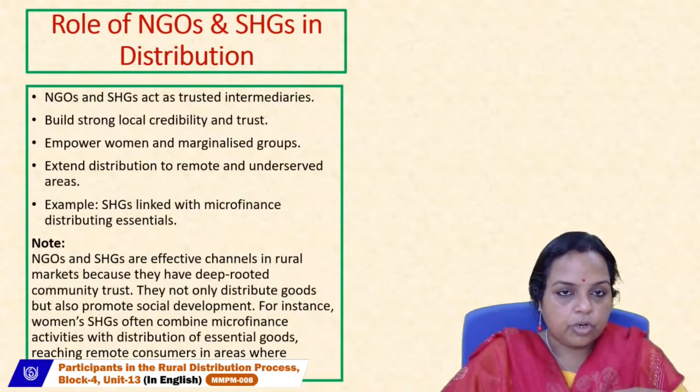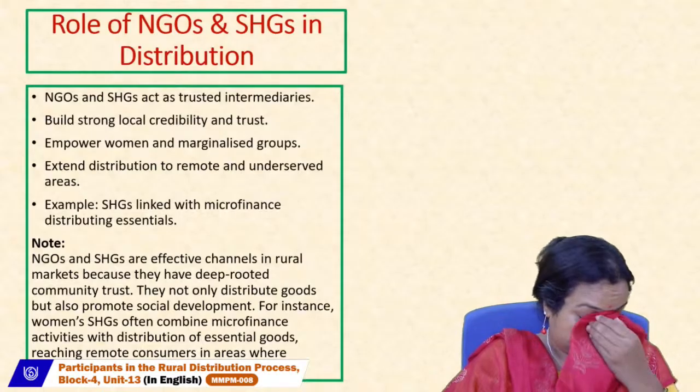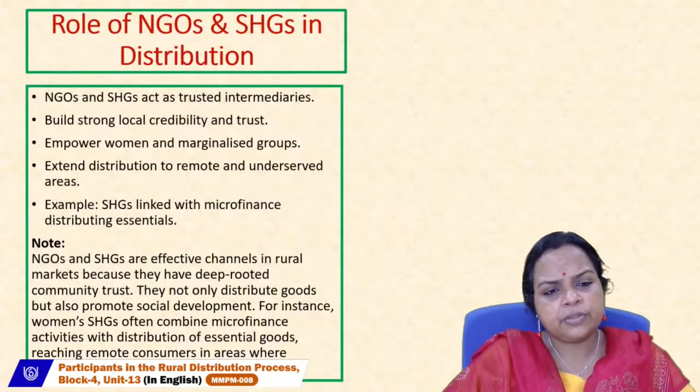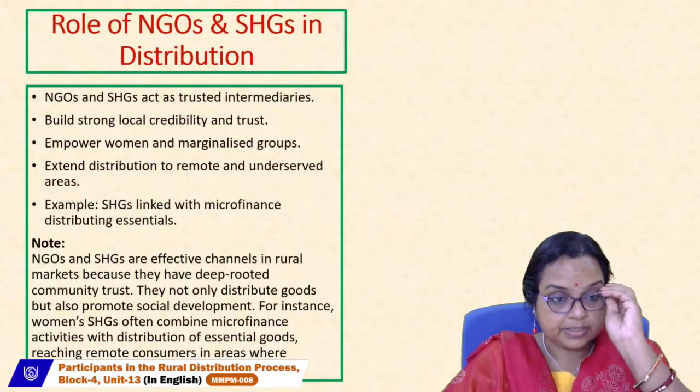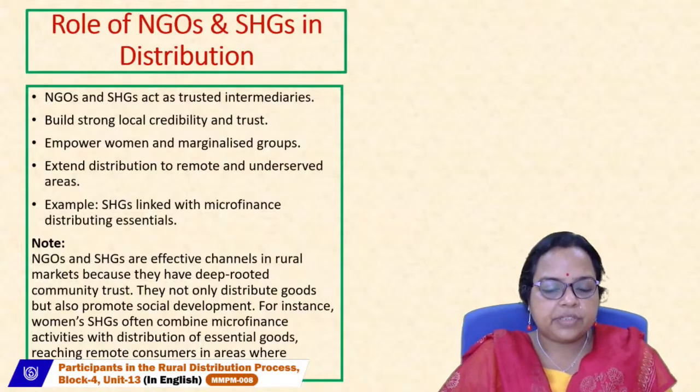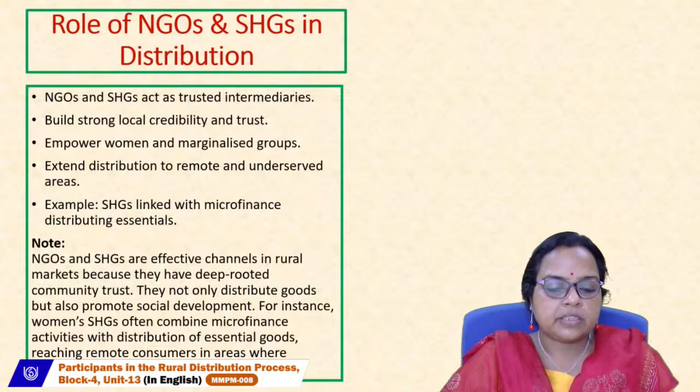The next is the role of NGOs and SHG groups in distribution. NGOs and SHGs act as trusted intermediaries. They are effective channels in the rural market because they have deep-rooted community trust. They build strong local credibility and trust. They not only distribute goods but also promote social development. For instance, women's SHGs often combine microfinance activities with distribution of essential goods, reaching remote consumers in areas where conventional channels are absent. So what are they doing?